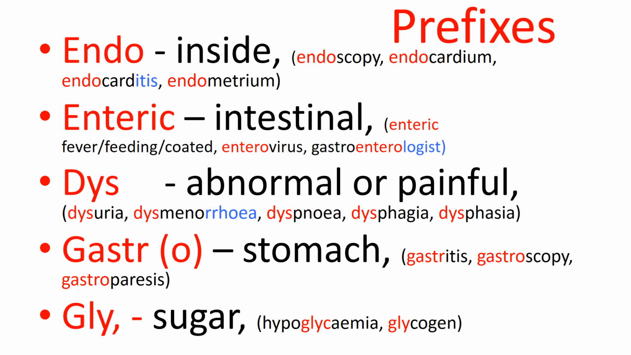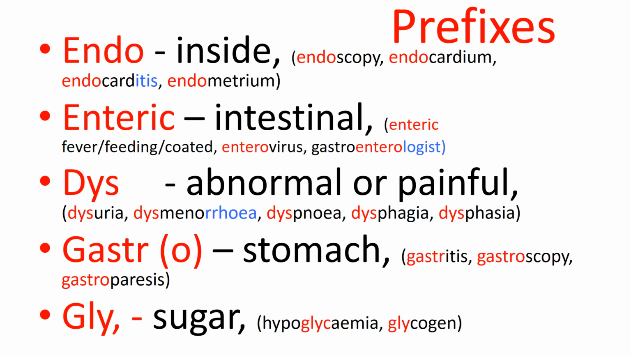Gast or gastro refers to the stomach. This is the anatomically precise stomach between the esophagus and the duodenum. So gastritis, inflammation of the stomach. Itis means inflammation of. Gastroscopy, to look into the stomach, very often with an endoscopic gastroscopy tube.